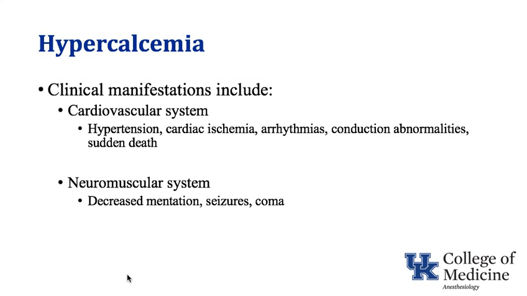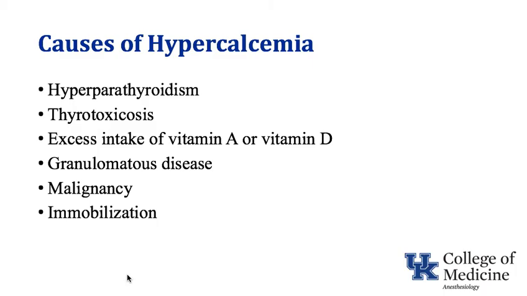Hypercalcemia is clinically manifested through either the cardiovascular system or the neuromuscular system. In terms of the cardiovascular system, you can have hypertension, cardiac ischemia, arrhythmias, conduction abnormalities, and sudden death. In terms of the neuromuscular system, you can have decreased mentation, seizures, or coma. Causes of hypercalcemia include hyperparathyroidism, thyrotoxicosis, excess intake of vitamin A or vitamin D, granulomatous disease, malignancy, and immobilization.